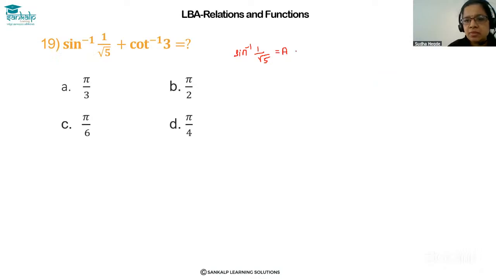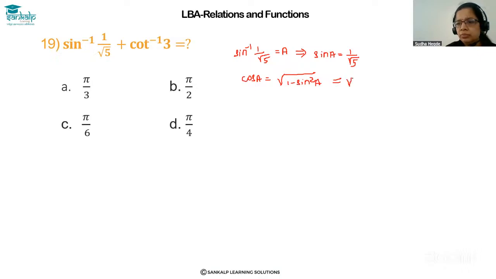This implies sine A is equal to 1 by root 5. Now find cos A. Cos A is equal to square root of 1 minus sine square A. Correct? Substitute sine A value. So 1 minus 1 by root 5 whole square. Correct?